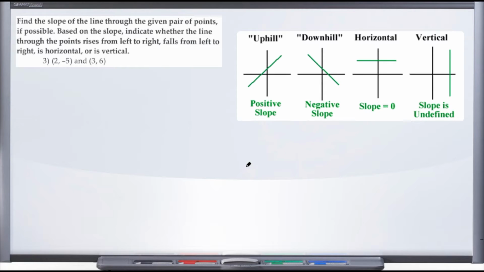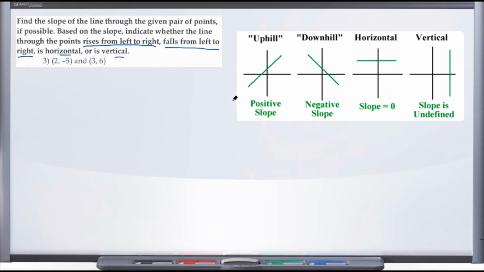Now, before we go ahead and actually tackle what it is they're asking us to do with the given points for number 3, let's look and see what each of these descriptions visually means. So what does rises from left to right visually look like? What does falls from left to right visually look like? And what is horizontal and what is vertical?